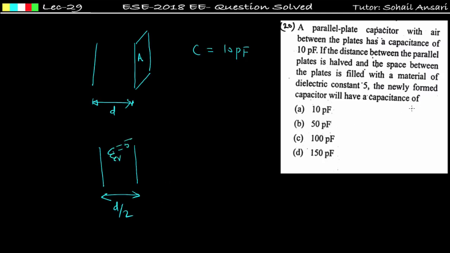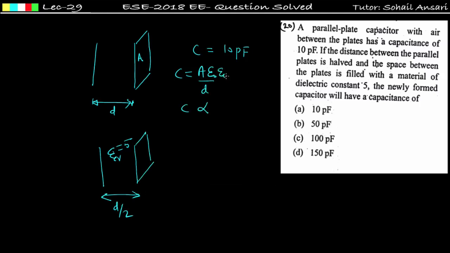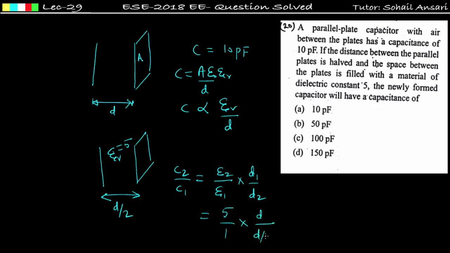The newly formed capacitor will have a capacitance of what? We know that C is equal to A epsilon naught upon D. Here we are not changing the area of the parallel plate, so area is constant. So C is proportional to epsilon naught epsilon R upon D. So I can say that C2 upon C1 is equal to epsilon 2 upon epsilon 1 multiplied by D1 upon D2. What is the value of epsilon 2? That is equal to 5. Initially it was 1, multiplied by D1. D1 is D and D2 is D by 2.